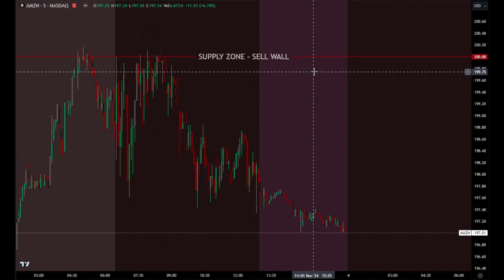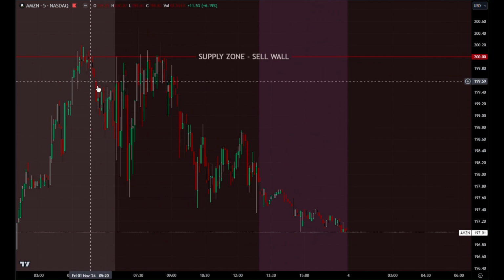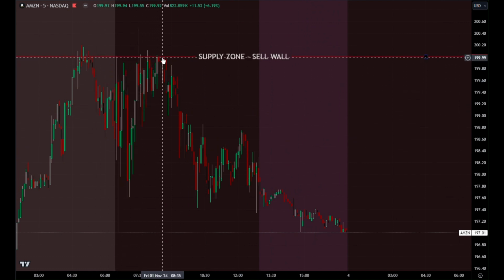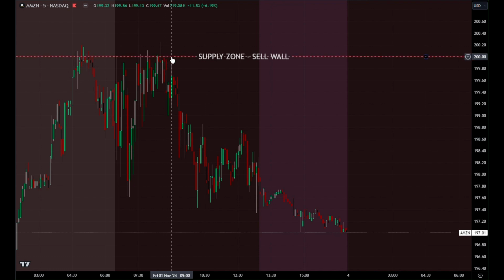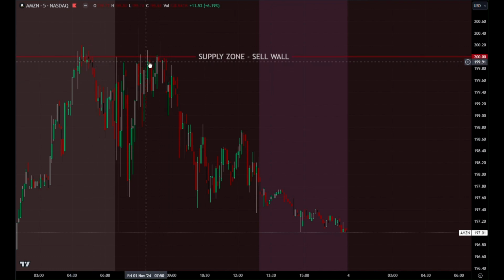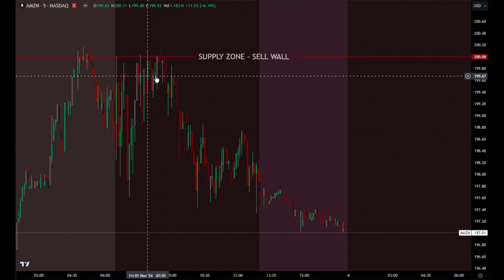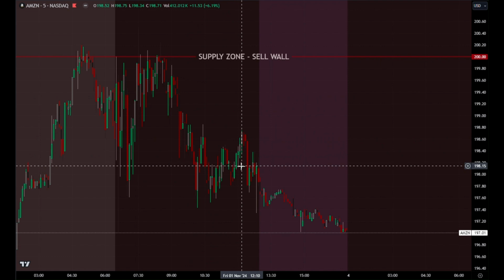And as you can see, without being able to close a single 5-minute candle above that 200 sell wall in pre-market or open trading session, Amazon had declined in price well into after hours.